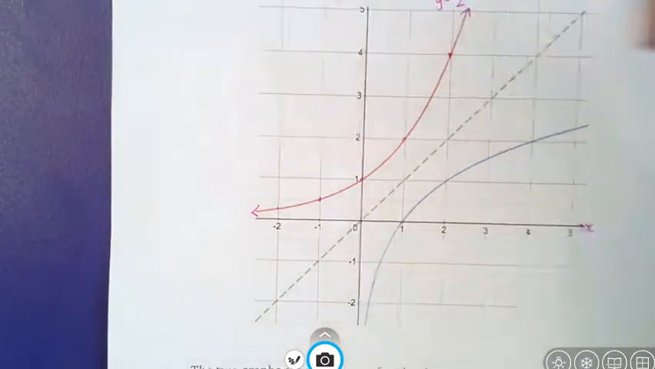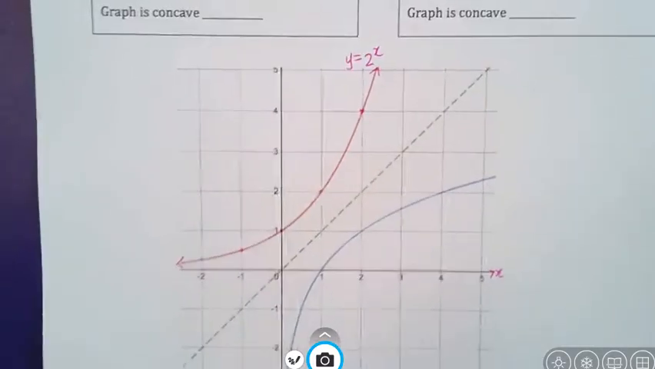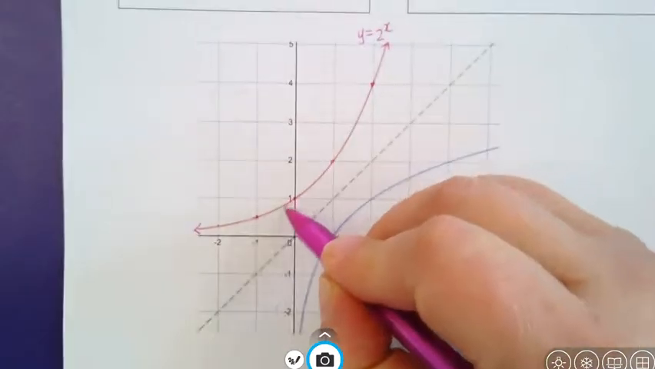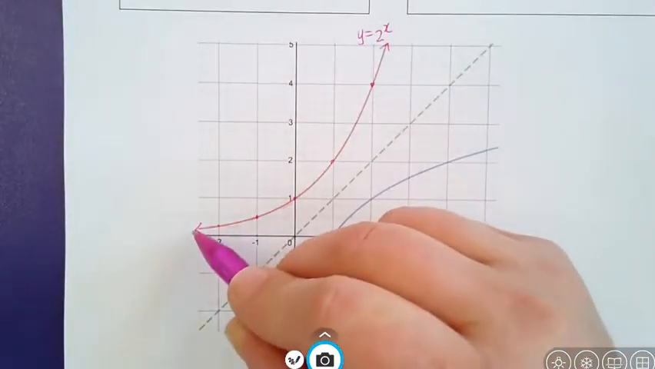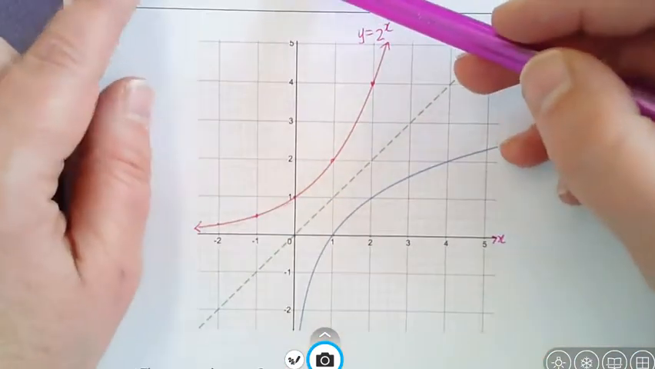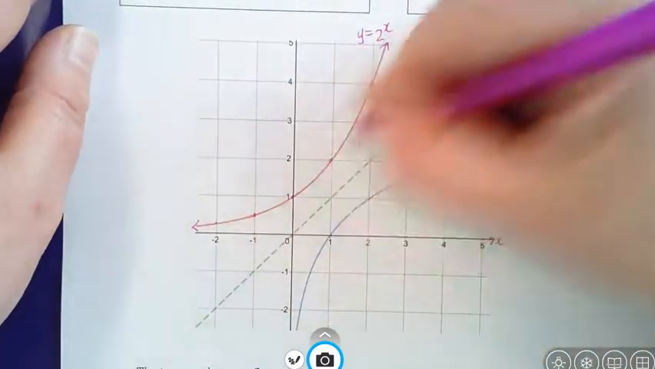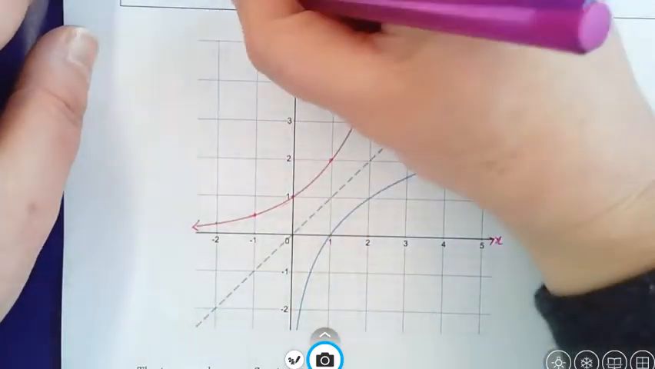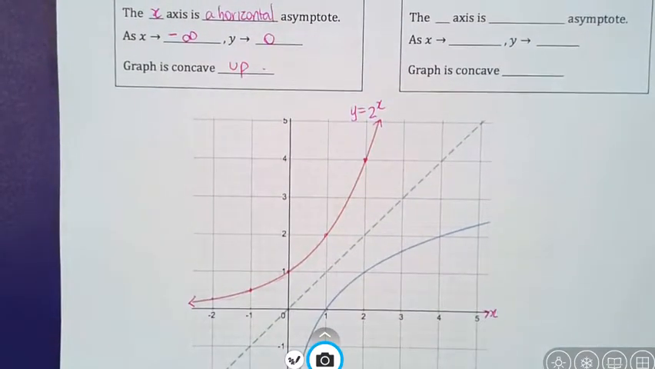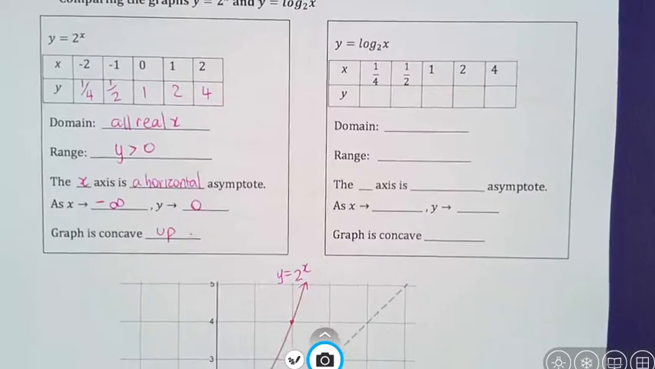On the other end, as x approaches positive infinity, I need to zoom out a bit. So as x gets very big in the negative direction, as x approaches negative infinity, y approaches 0. So I'm just doing this one for the asymptote bit, okay? And the graph is concave. Oh, have we done that? Yes, we have. Well, you sort of have in parabolas. So let's look at the graph of y equals log to the base 2 of x.